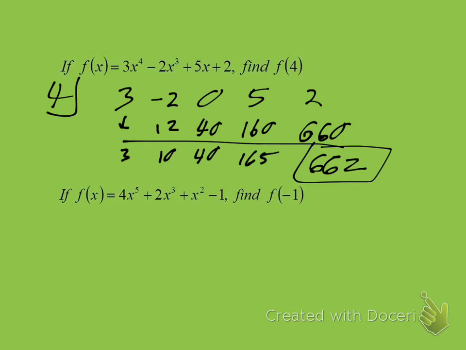Like I said, it's not mistake proof because you could accidentally flip the sign on this one even though you're not supposed to. You could forget the 0 because that still needs to be there. I get that part. This is just one of the applications of synthetic division.